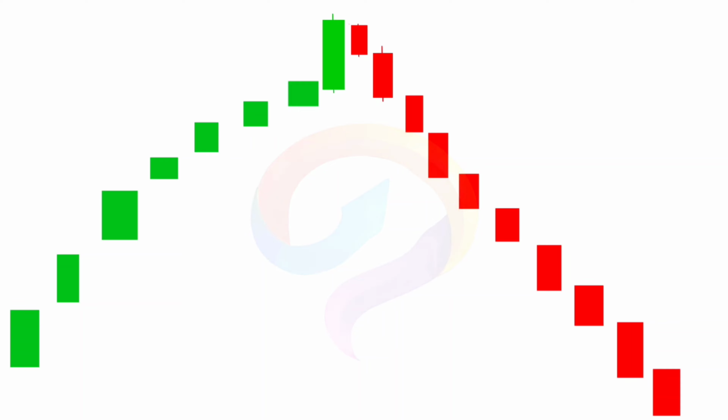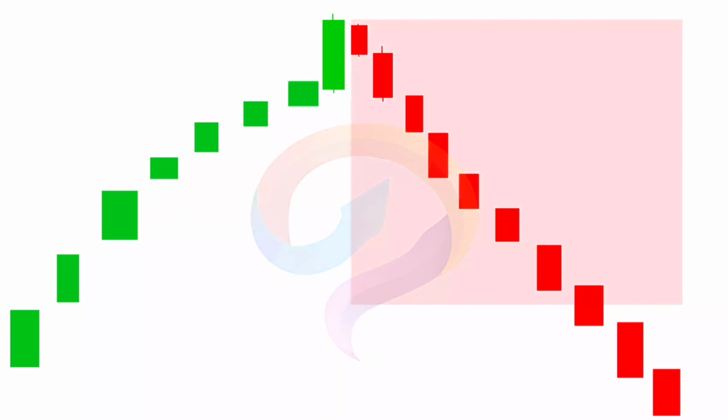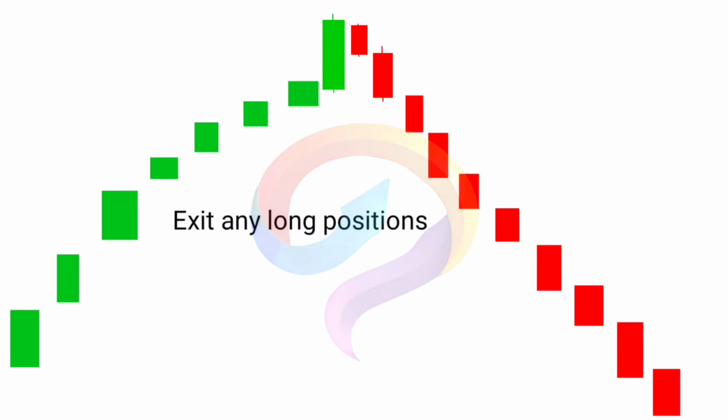This pattern is a strong indication that the uptrend is losing momentum and buyers are taking control of the market. Traders should take note of this pattern and use it as a signal to exit any long positions or enter short positions.